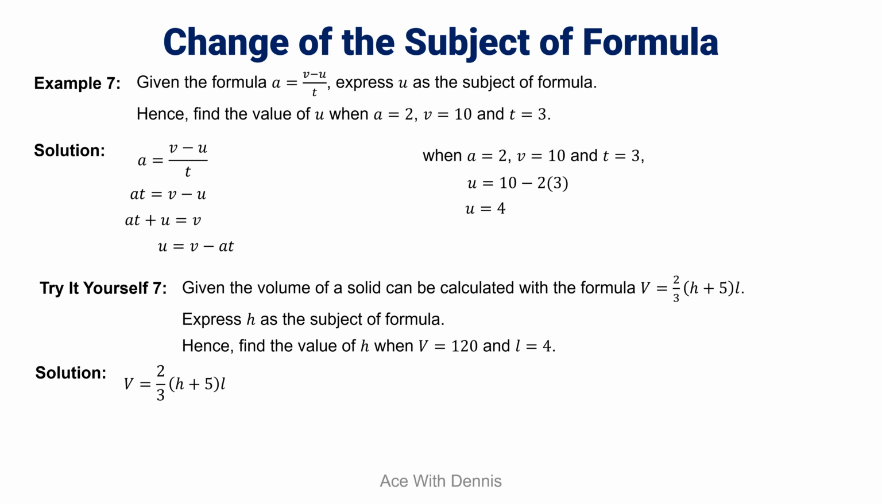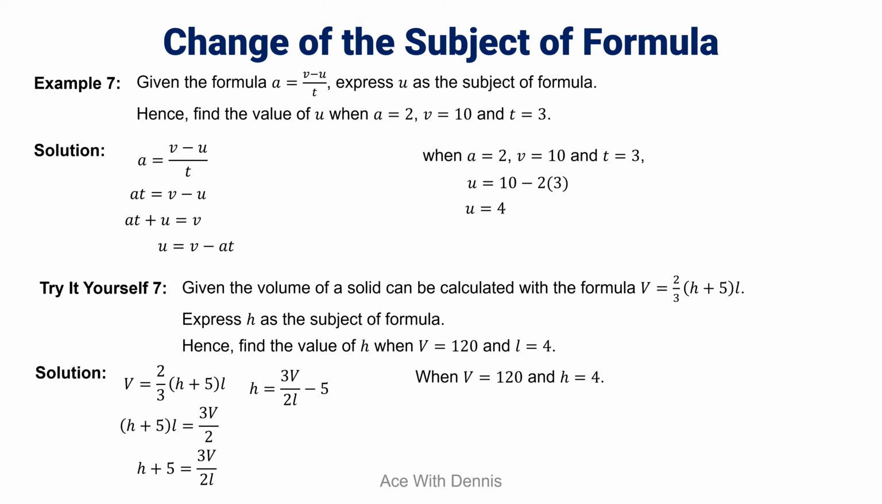Given this formula, v equals 2 over 3 bracket h plus 5l, then I want to make the h the subject, so the h is here. So the first step I have to do is, I'll move this fraction to another side, so it becomes reciprocal. H plus 5l equals 3v over 2. Then I move the 5 to another side, right? So h plus 5 equals 3v over 2l. Then h will be 3v over 2l minus 5.